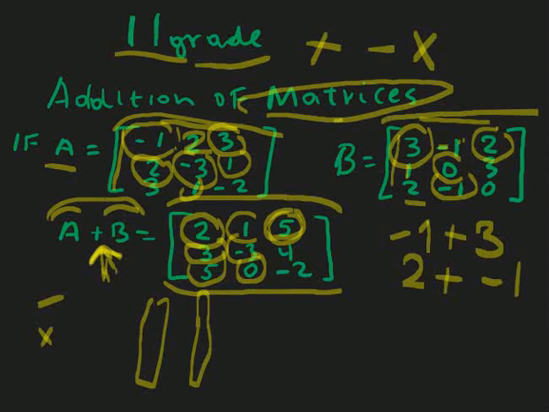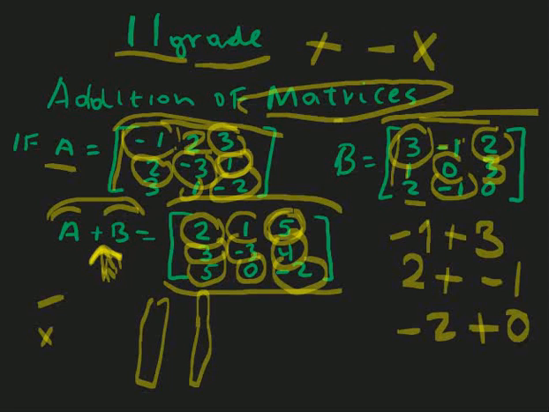This is where we are right now. I got lost. So yeah, 1 plus 3, right? We got 4. And then -2 plus 0. We got -2.